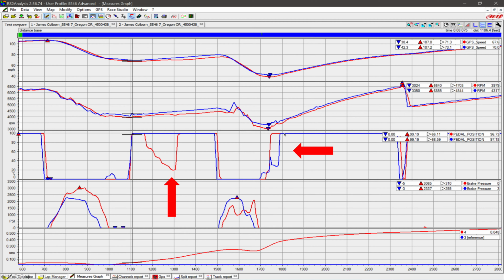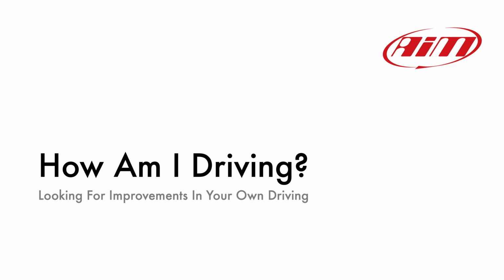And so it's interesting to have a look at some of these variables as you think about what's happening on track and what's happening there. What's happening is time is being lost. Why? Because more speed is gained. Then what is the driver doing to make that happen? And you can see that from these areas. So that's as we start looking at the measures graph.